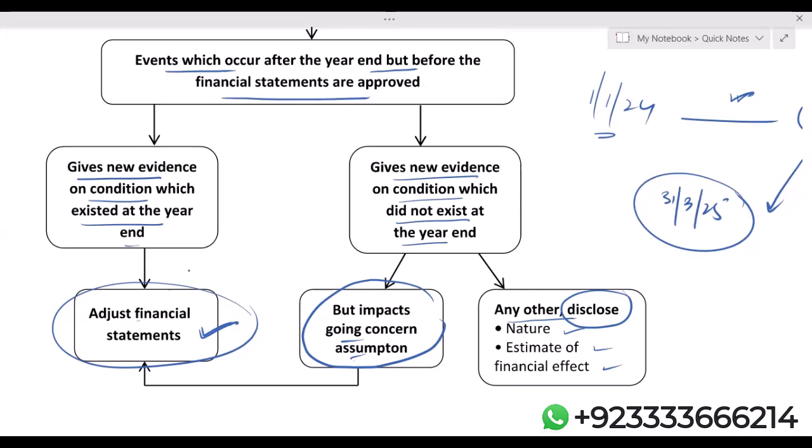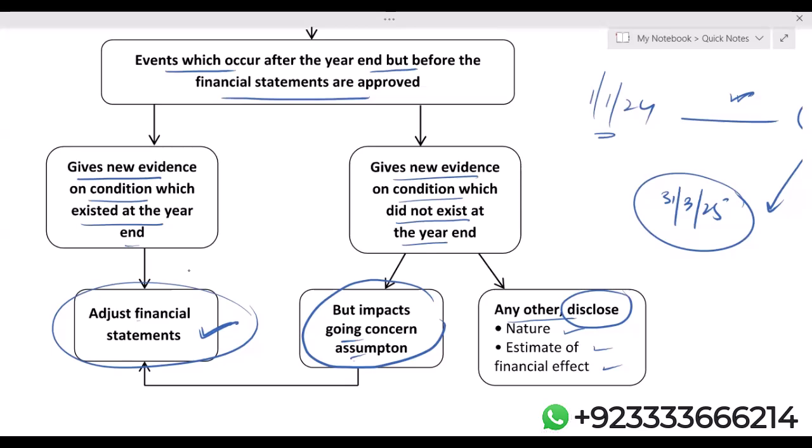But now, if there is a fire of a stock and the loss due to fire is so significant that the going concern assumption of the company is not valid, now this becomes an adjusting event. Now I have to adjust my financial statements. In fact, if the going concern assumption is not valid, then the entire financial statement will be made on the basis of breakup values. Breakup values means net realizable values.